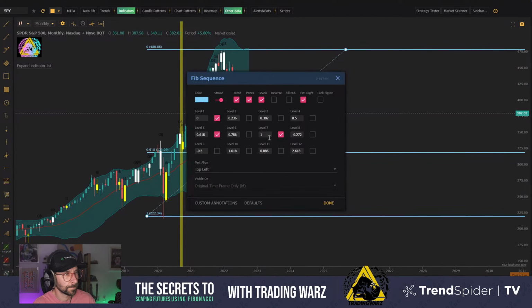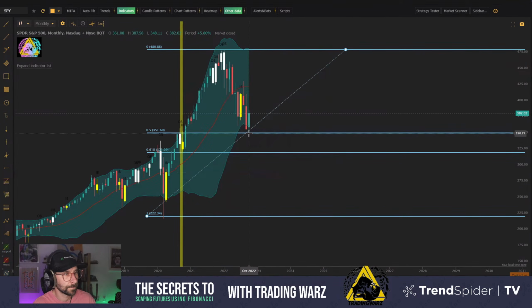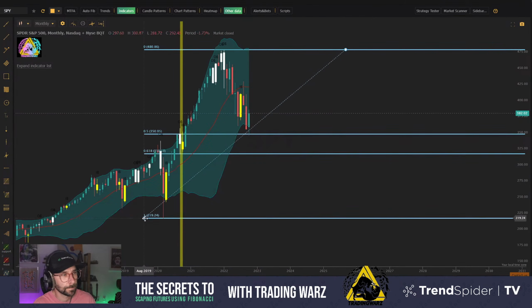So I'm just going to go ahead and add my 50% right here. We tagged the 50% retracement and we popped up. And if you think about it logically, what do these Fibonacci levels mean? Well, 50 means 50% discount. So if we moved up $200, then 50% is $100 back, right?